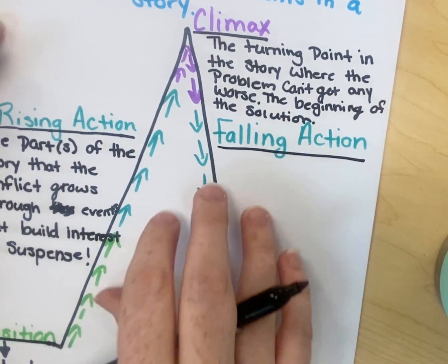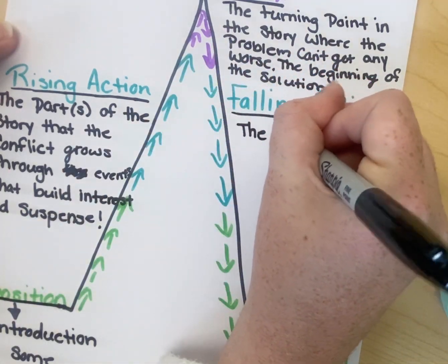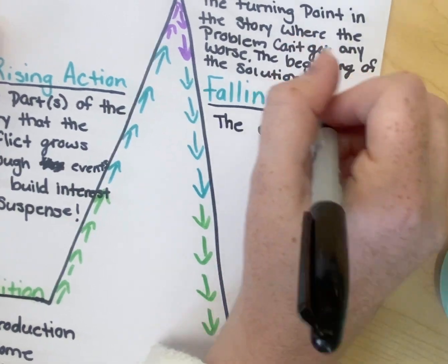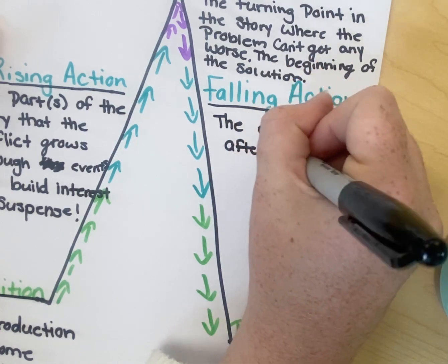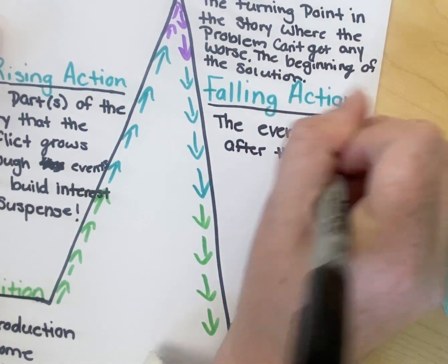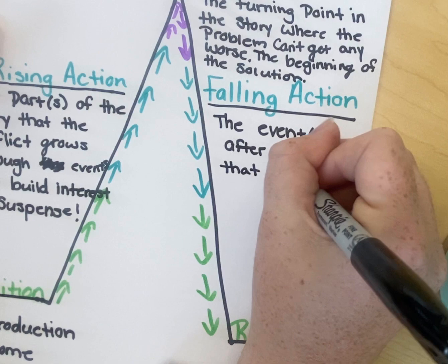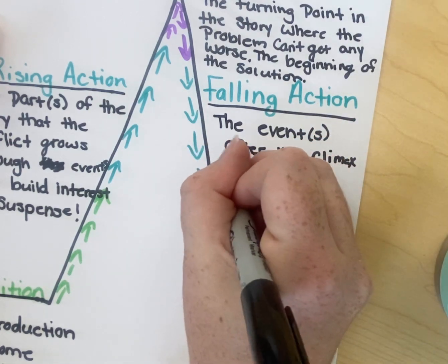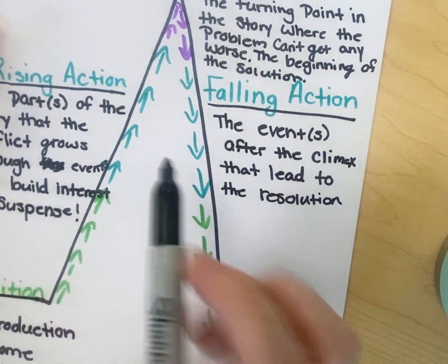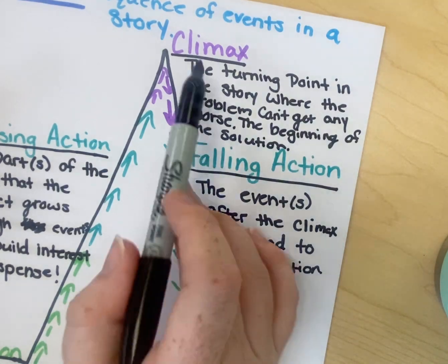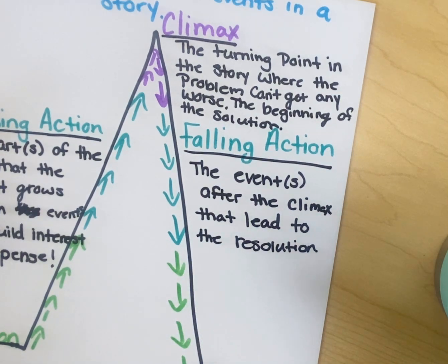So then the following action. That brings us to the following action. And what does that mean? The following action is the events after the climax that led to the resolution. So that means after that big problem happened here in the climax, after we went through that big problem, this is what happens afterwards. What happened after that problem happened?